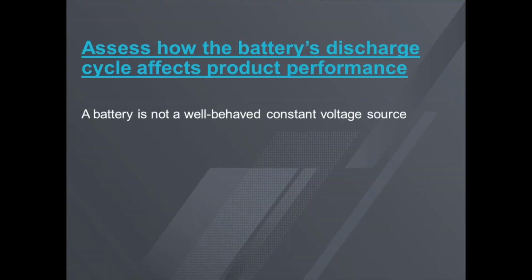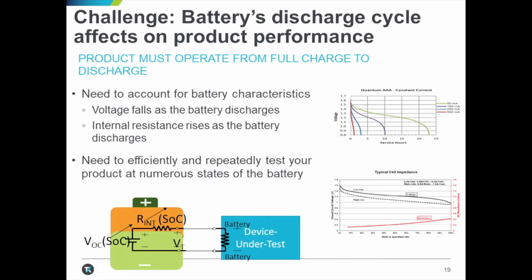We move to the third phase of our challenge, and this being assessing the battery's discharge cycle and its effect on product performance. With the challenge in mind, there are two battery characteristics which we must keep fresh in our mind. First, battery voltage decreases as the battery discharges. This depends on current draw, as highlighted in the upper right chart, using a AAA battery. Internal resistance increases as the battery discharges, as highlighted in the lower right-hand chart, and particularly the line marked in red.